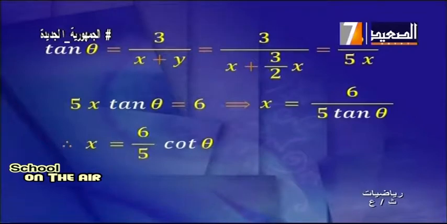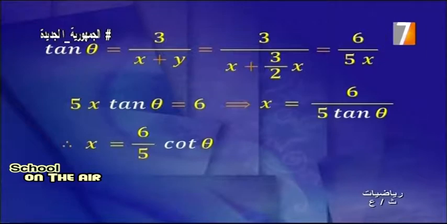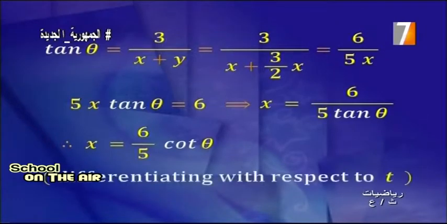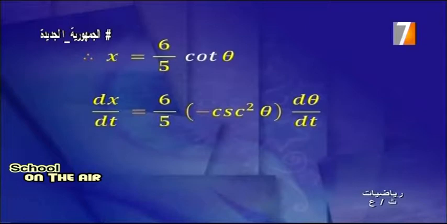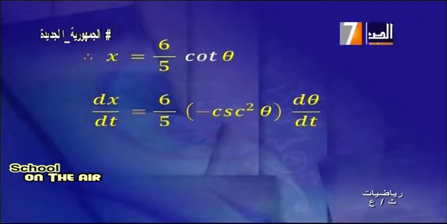Now we have the relation between x and theta. Then, by differentiating with respect to the time t, we get dx dt equals 6 over 5, which is a constant, multiply the derivative of cotan theta with respect to the time t. The derivative of cotan theta equals negative cosec power 2 theta times the derivative of the angle with respect to time, which equals d theta dt.